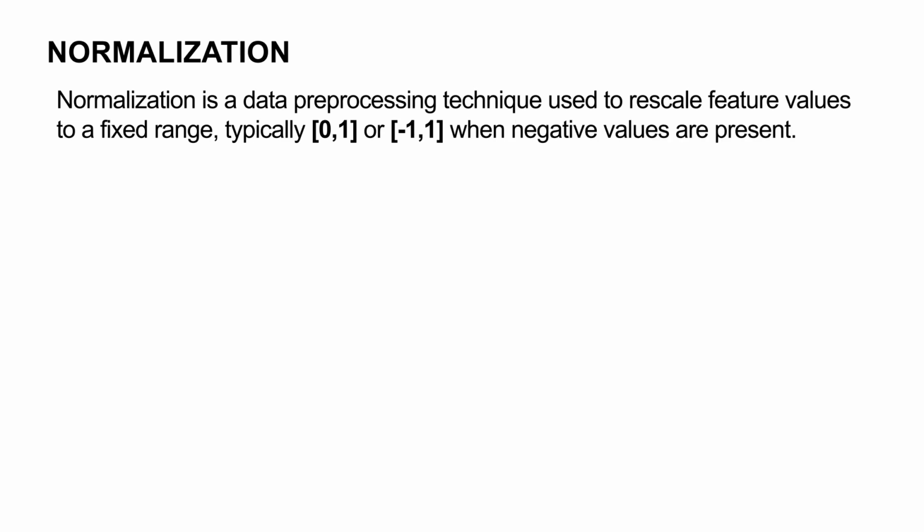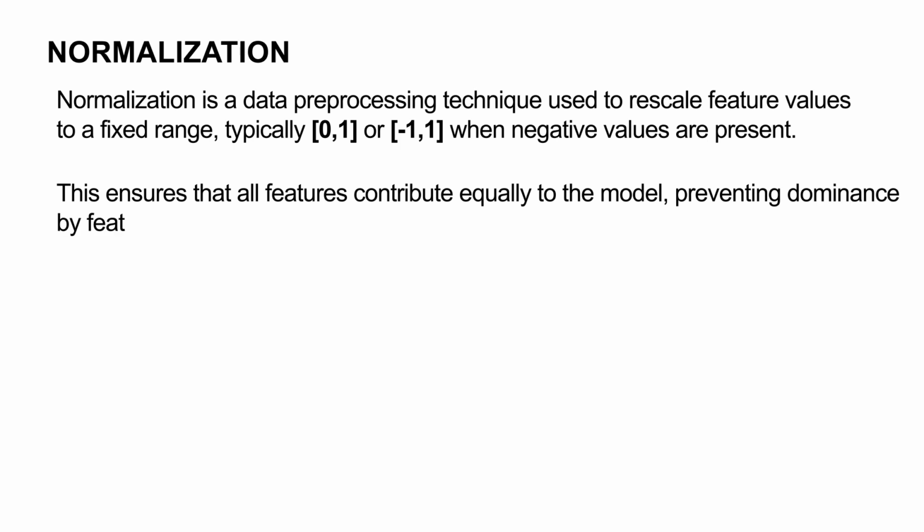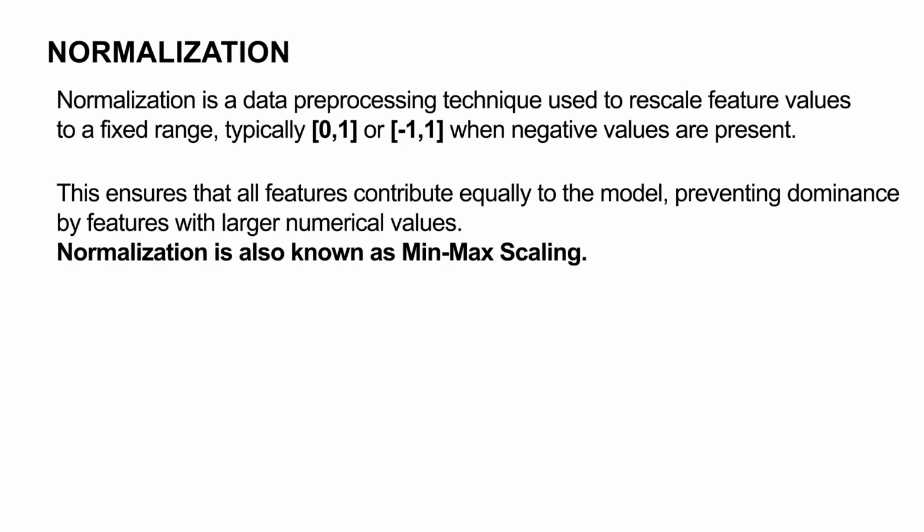Normalization. Normalization is a data preprocessing technique used to rescale feature values to a fixed range, typically 0 to 1, or -1 to 1 when negative values are present. This ensures that all features contribute equally to the model, preventing dominance by features with larger numerical values. Normalization is also known as min-max scaling.